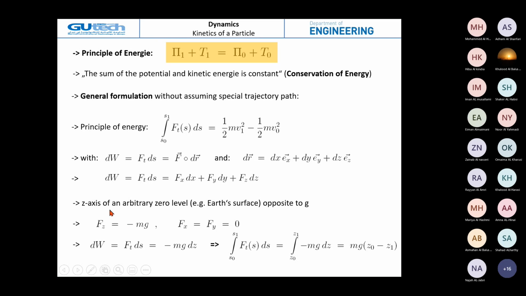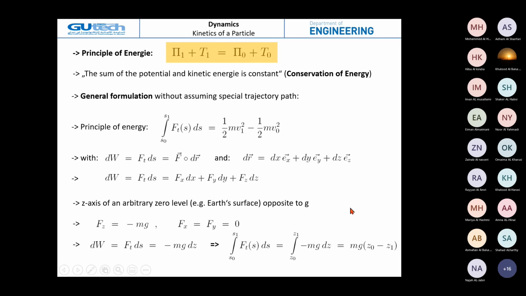Now, if we take the Z-axis of an arbitrary zero level, Earth surface, for example, opposite to g, Fz will be minus mg. Fx and Fy will be equal to 0. Now dW will be only this Fz times dz, which means minus mg dz. We integrate, and then the work will be only mg (z0 minus z1).